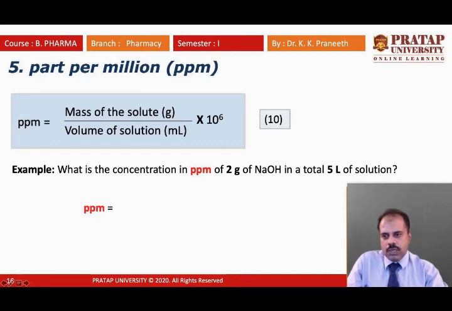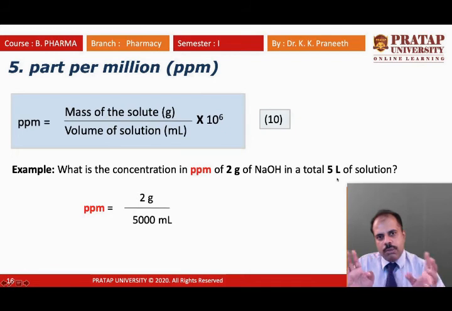In this equation, ppm is on the left hand side. What we know is the mass of the solute. The solute is sodium hydroxide, 2 grams. Total volume must be in milliliters, so you have to carefully change the 5 liters to milliliters. 1 liter is how many milliliters? 1 liter is 1000 milliliters. So in 5 liters there are 5000 milliliters of solution.